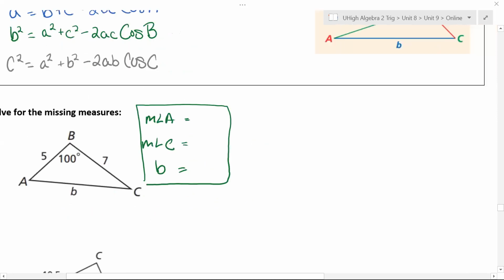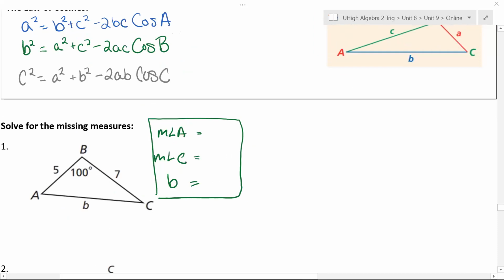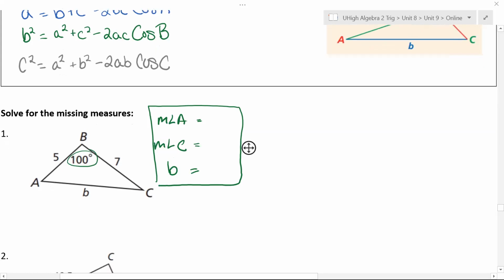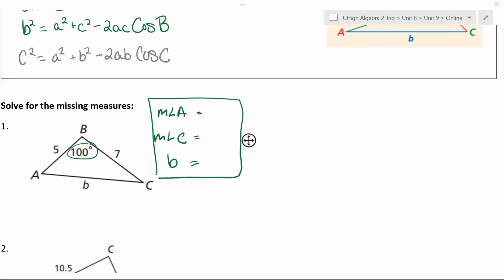So if I'm wanting to use my law of cosines, the first thing that I want to notice is that I do need an angle measure for the law of cosines. So if I want to solve this, I need to look at what angle I'm given. I'm given angle B. So that means I want to look at my law of cosines for B. So I want to look at this middle one here. So I'm going to solve for b squared, which I don't know what b is, so that's good.